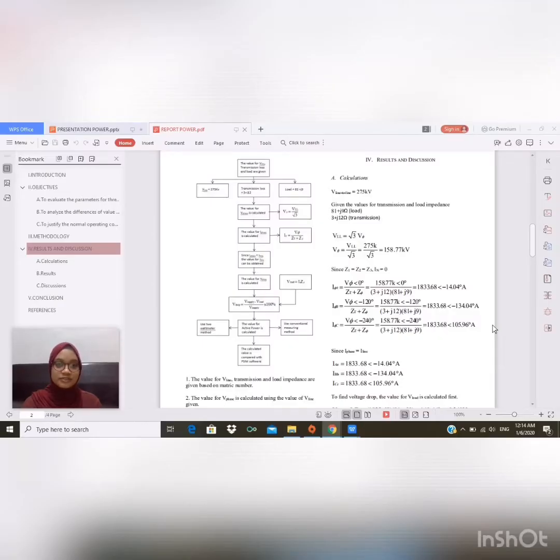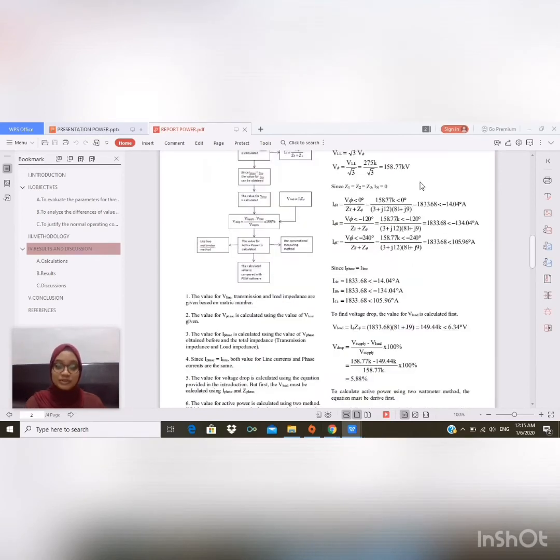Next, we look into findings and discussion. The first one, we will look into the results. So these are the calculations. First, we are given the V line. For me, I received 275 kilovolts. Then we are given the values for transmission and load impedance according to metric number. By using V line, I can calculate V phase using this formula. V line equals √3 of V phase, and I get 158.77 kilovolts. Next, since the load is balanced, we can ignore the neutral line, so the current flowing in the neutral line is equal to 0.